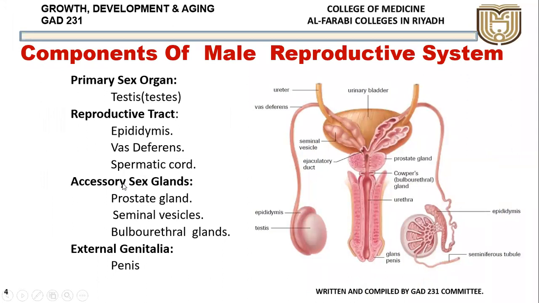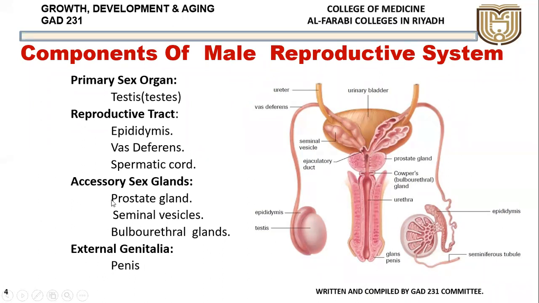Then we have accessory sex glands. What do you mean by accessory? Which will assist, which are additional glands. Which are those? One is the prostate gland. Here we can see this is the prostate. Then we have the seminal vesicles. These are the seminal vesicles. And then we have the bulbourethral glands, small glands here. These are also called the Cowper's gland or the bulbourethral gland. These are present here. Then finally, the external genitalia, which include the penis.